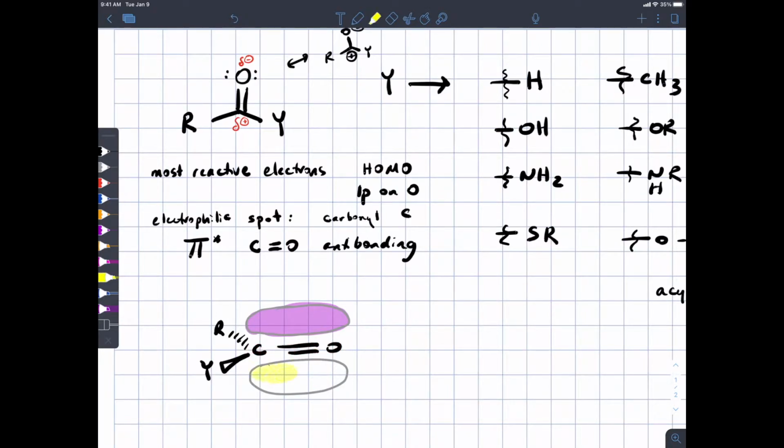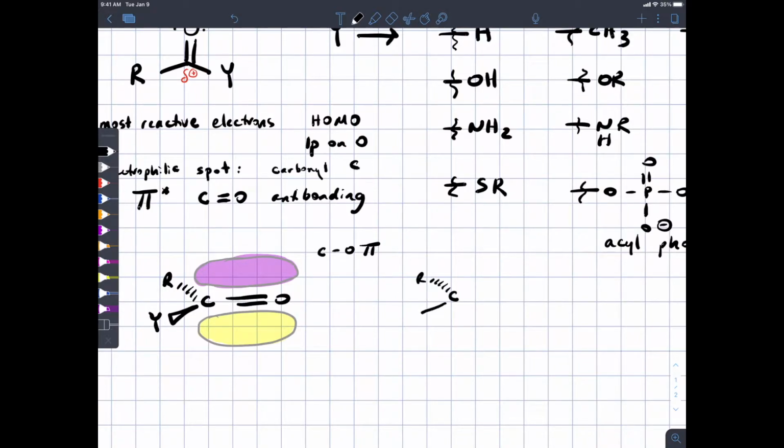We use color to represent different wave function signs. Wave functions are like any other function. They can have positive or negative values. To avoid confusion with positive and negative charges, we'll use color. That's a carbon-oxygen pi bonding orbital.